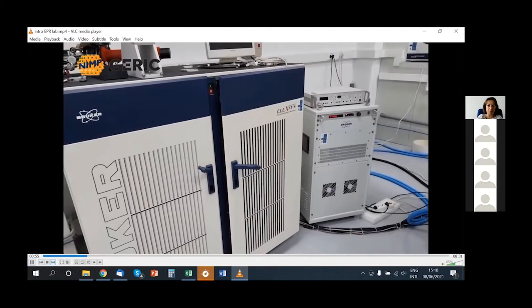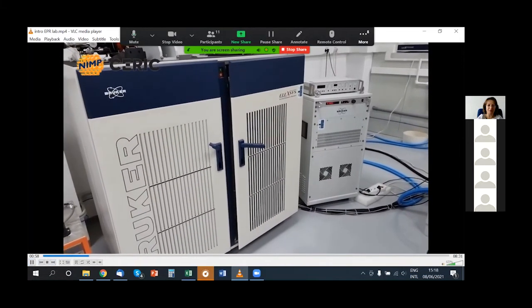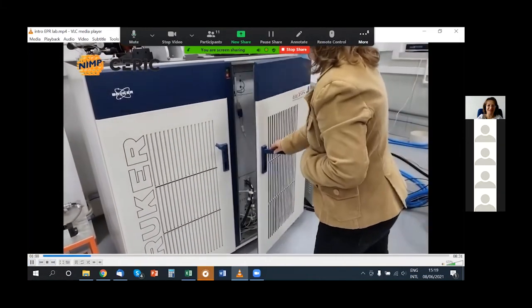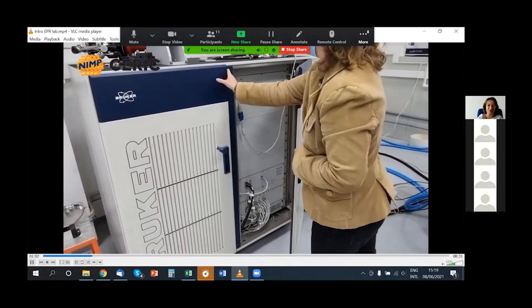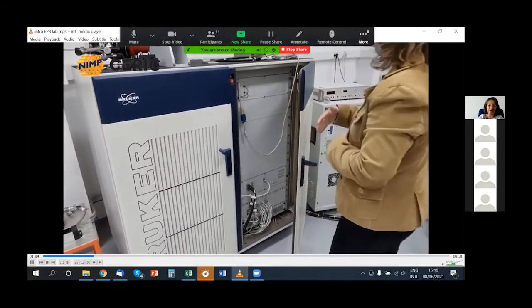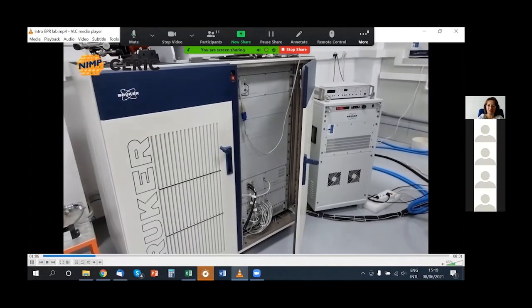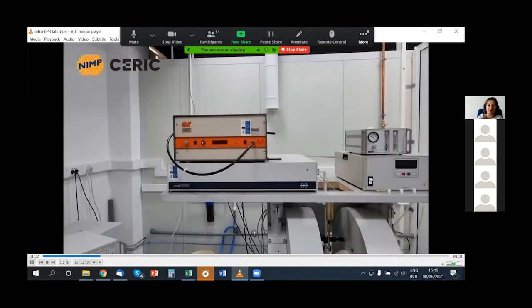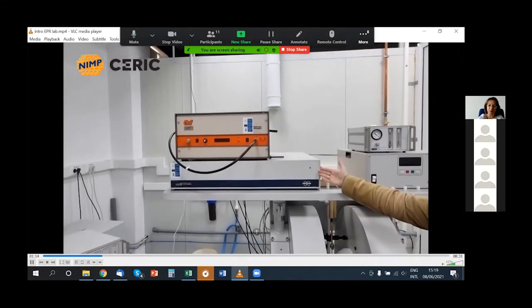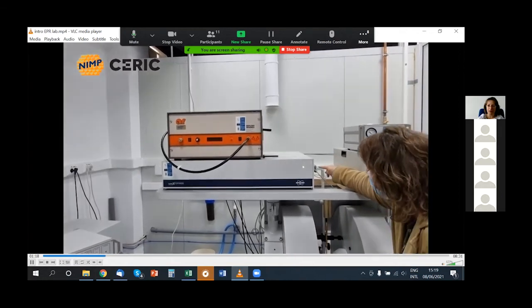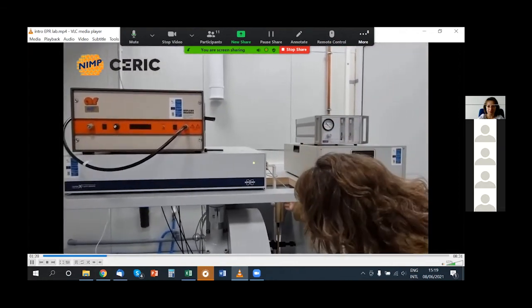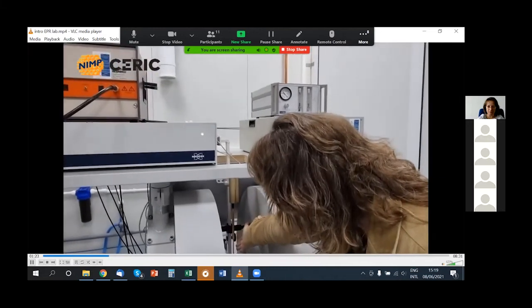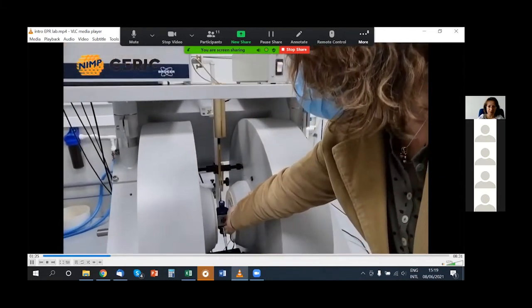This is the spectrometer electronics box, let's say, which commands the microwave bridge, the electromagnet, and all the electronics needed to detect the EPR signal. You see now the microwave bridge, the waveguide, and the resonant cavity.